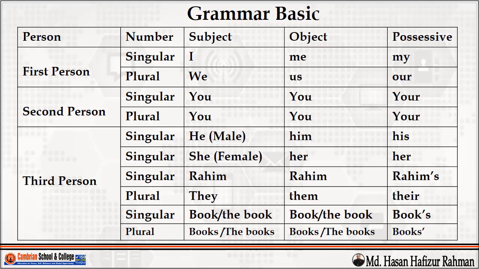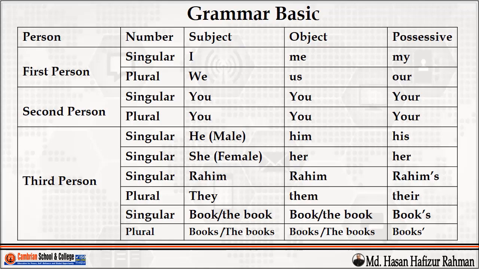Next, subject and object. What is subject and what is object? Usually, we know that subject is used at the starting of the sentence and object is used after the verb. After the verb. It may be the last of the sentence or maybe the middle of the sentence. No matter. And possessive. What is possessive? We will discuss it later.